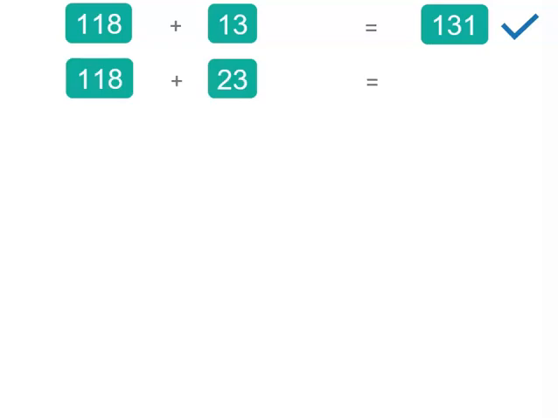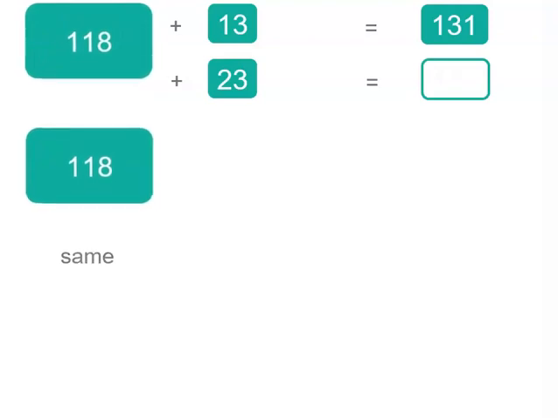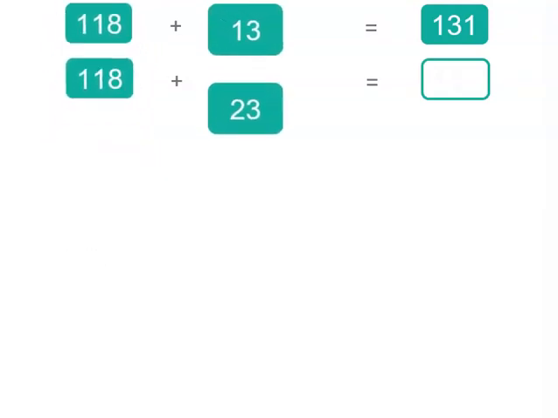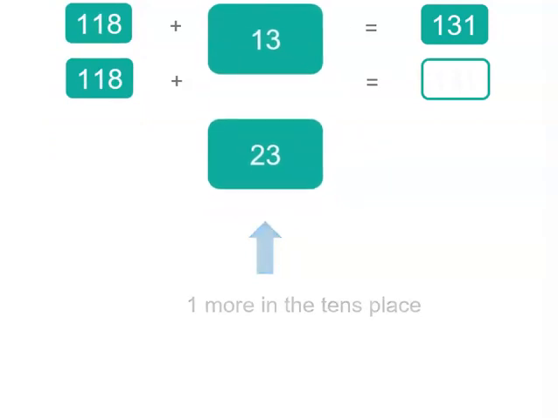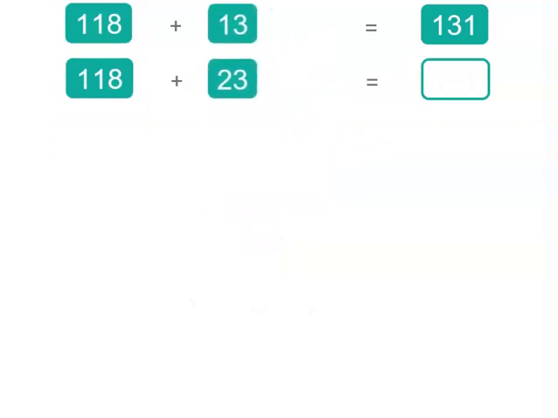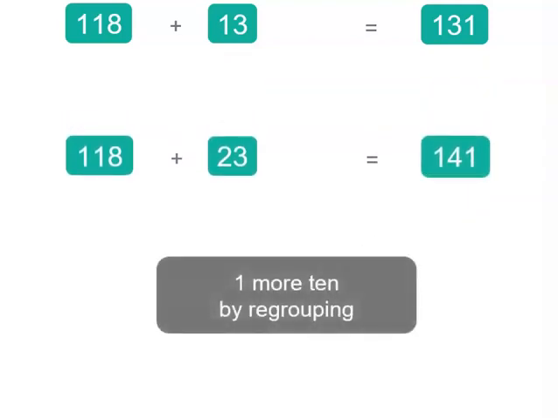So let's have a look. 118. Well, those numbers are the same, but we're adding 23. So we've got 1 more in the tens place. So even though the digit in the tens place has that regrouping in it, it doesn't matter. We still just add 1 in the tens place. Let's just double check that to make sure we understand that the extra 1 is from regrouping.